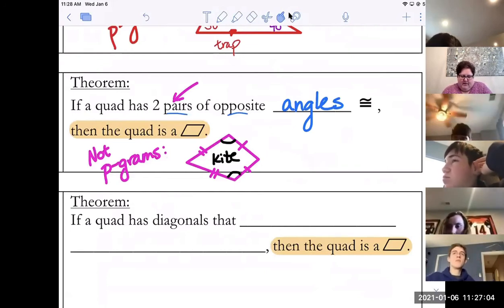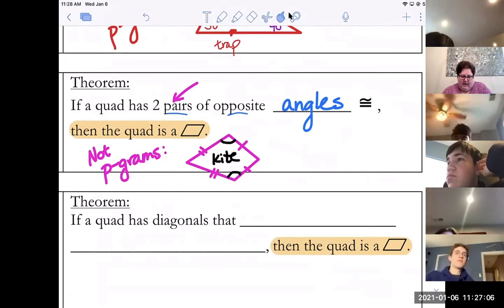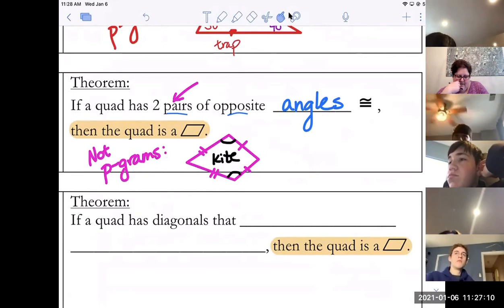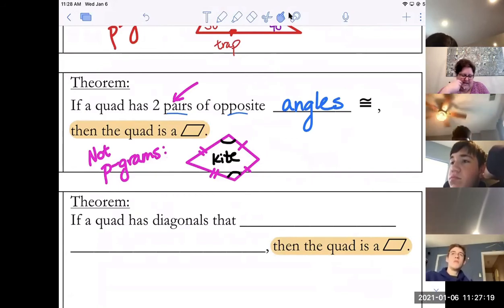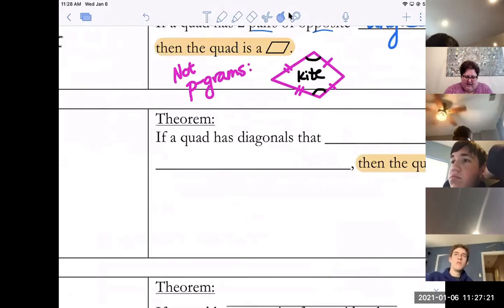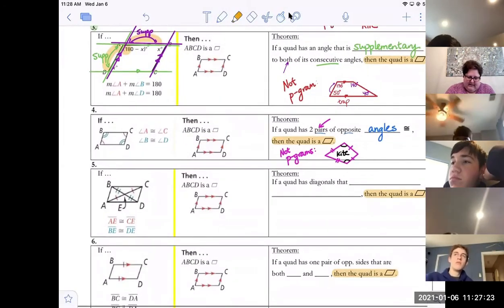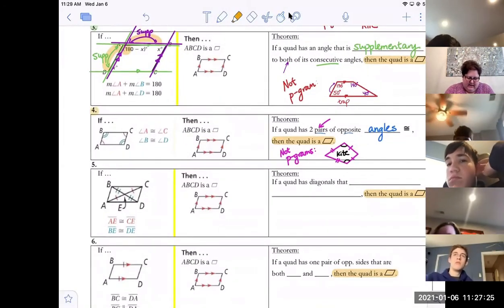The other thing, trying to think of another. That's the only thing I'm thinking of right now. Okay. Next method.